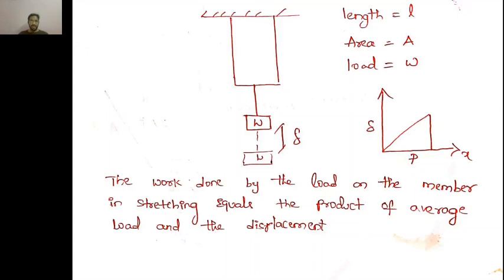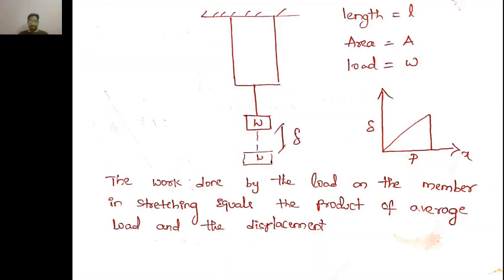How to calculate this work done? There are two ways. One is the work done by the load on the member, which must equal the product of the average load and the displacement. The load is W and the displacement is delta, but here it is the average load, so work done is equal to half into W into delta.